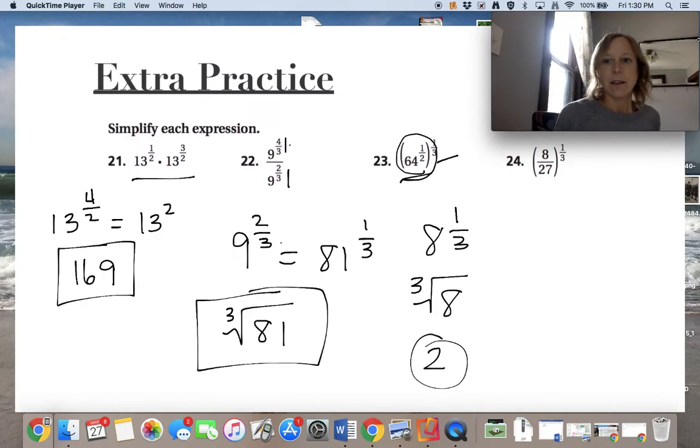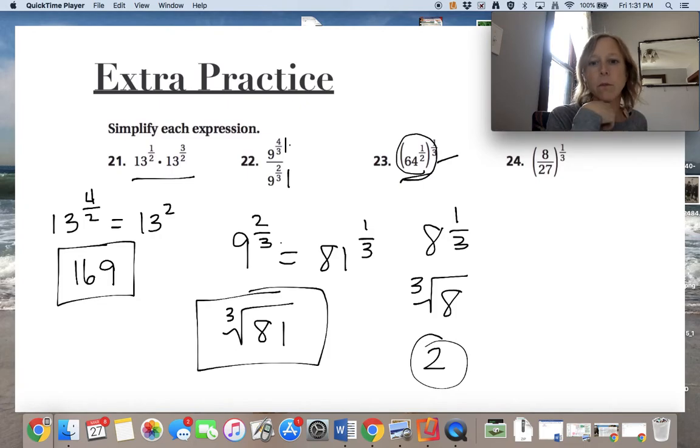So notice, it's all about what's easiest for you, what jumps out to you. And you might do something like multiply 1/2 and 1/3 and get 1/6, and then realize, I don't know where to go from here. So then back it up and say, well, I do know 64 to the 1/2 power just means the square root of 64. I know that's 8, and take it from there.